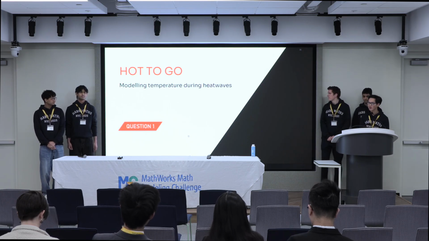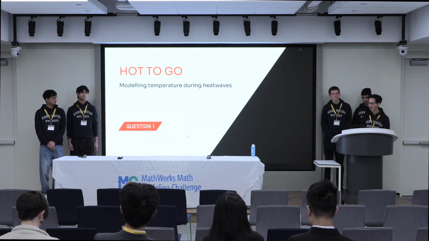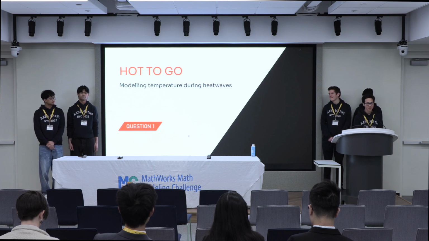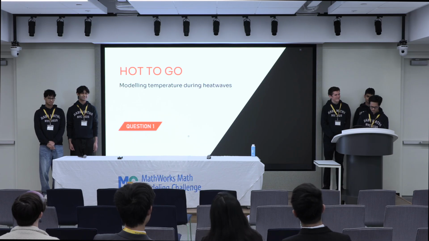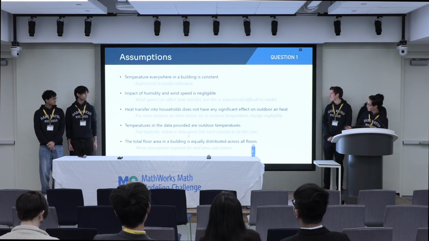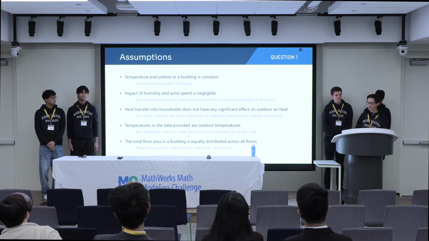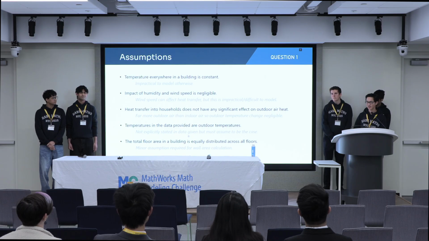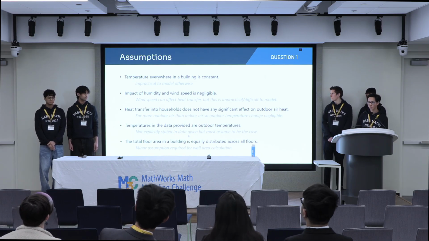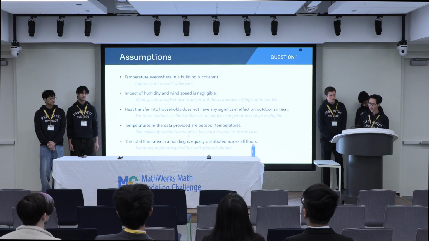So in question 1, we were modeling the temperature inside a building during a heat wave. We chose the city of Birmingham in the UK, not in Alabama. We start with some simplifying assumptions. Most importantly, we assume the temperature in a building everywhere is constant. Otherwise, the model becomes pretty complicated. We also ignore humidity and wind speed, since these affect perceived temperature more than actual temperature.